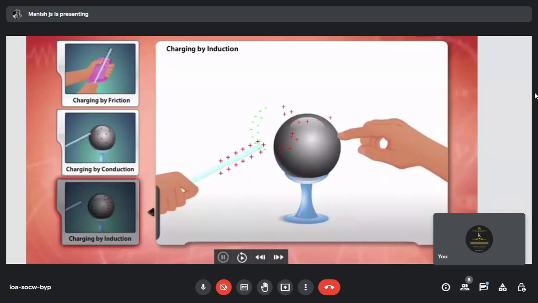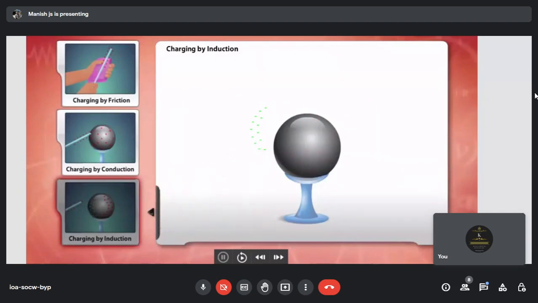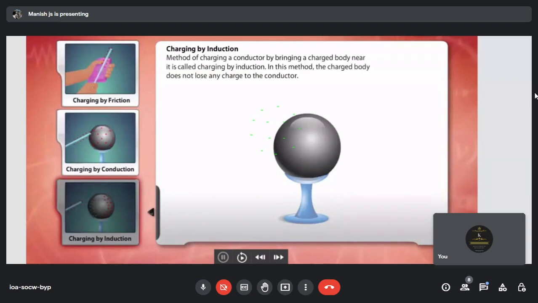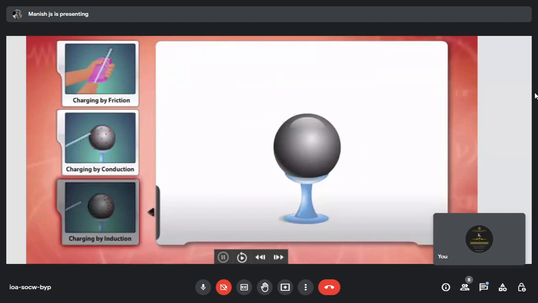So, all the positive charges at the rear end leave the sphere through the hand, and only the negative charges remain at the end close to the glass rod. If we remove the rod, the excess negative charges on the sphere spread evenly on the entire surface, and the sphere becomes negatively charged. This method of charging is called charging by induction. In this method, the charged body does not lose any charge to the conductor.